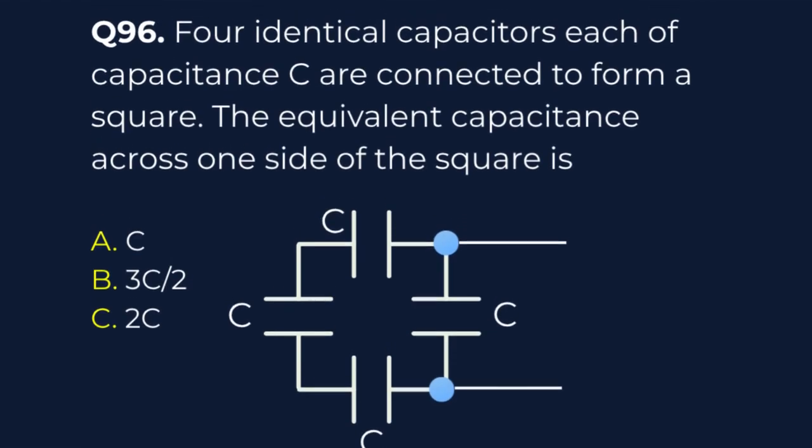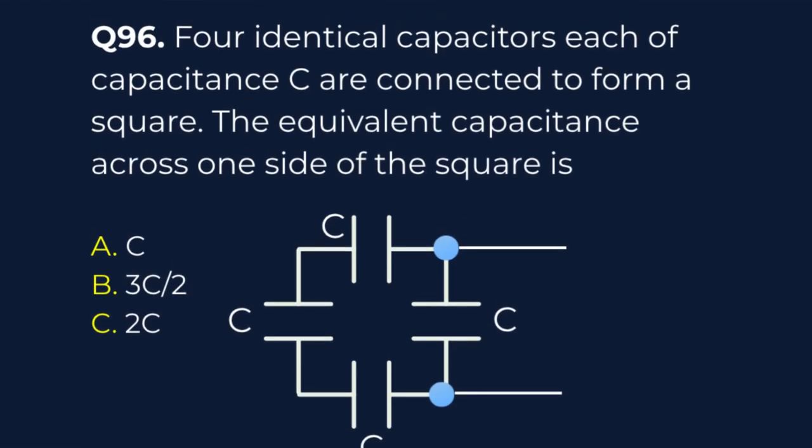Question 96. Four identical capacitors, each of capacitance C, are connected to form a square. The equivalent capacitance across one side of the square is: a) C, b) 3C by 2, c) 2C.